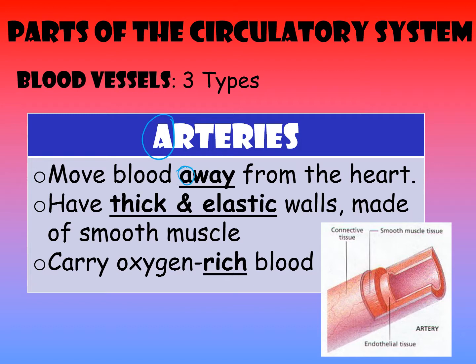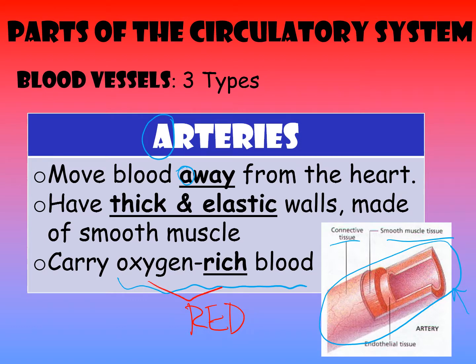They have very thick and elastic walls. If you look at a cross-section, one of these from the inside out, you can see there's lots of layers here. We have connective tissue and smooth muscle tissue, and so they're very elastic and stretchy. And arteries tend to carry oxygen-rich blood, so we always represent arteries with the color red. Red is for oxygen-rich blood.